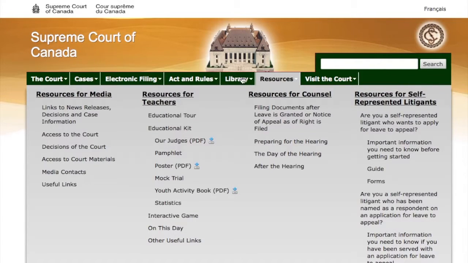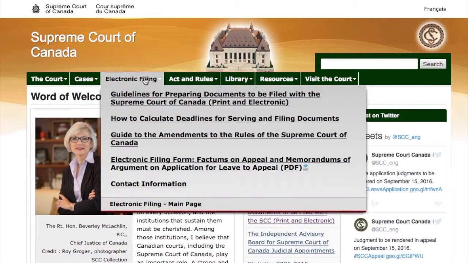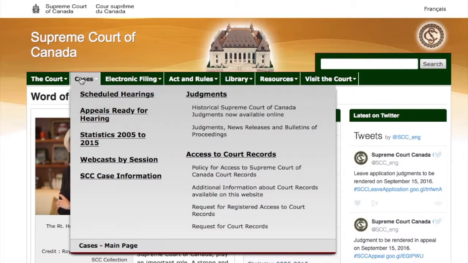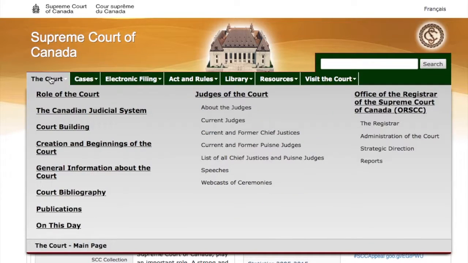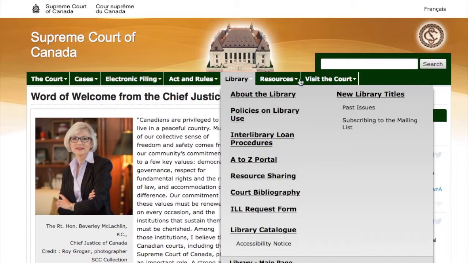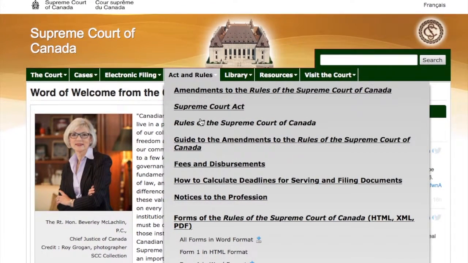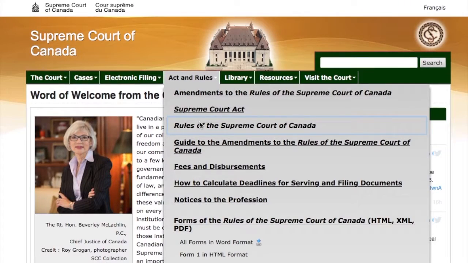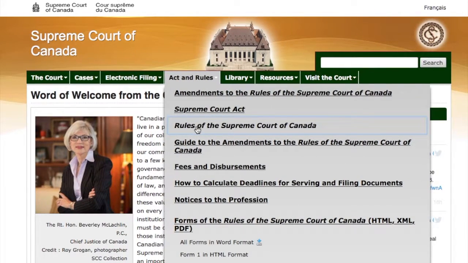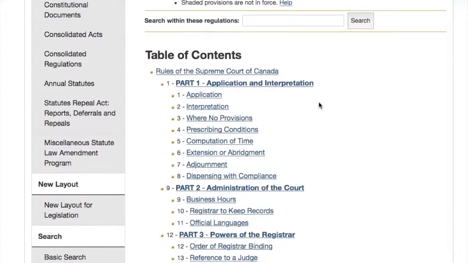So there's a lot of things that they offer as far as guides and access to the rules and the Supreme Court Act. All of this is great information. You're probably going to find yourself more over here in the resources section if you're a self-represented litigant. But it's also good to take a look at the rules of the Supreme Court of Canada, and the Supreme Court Act.